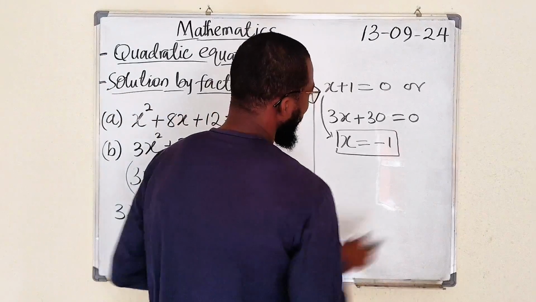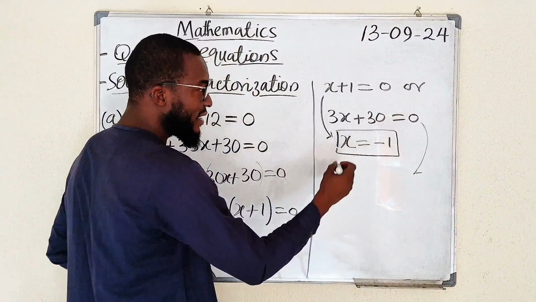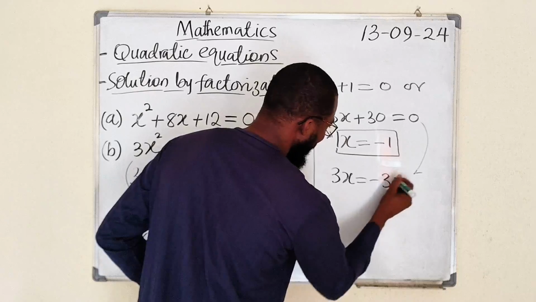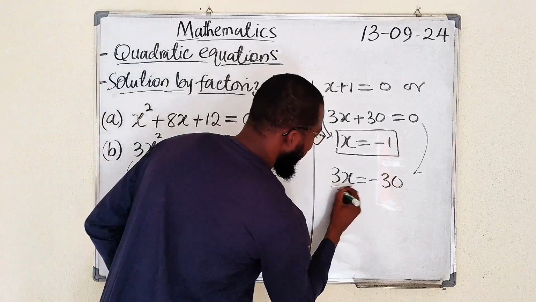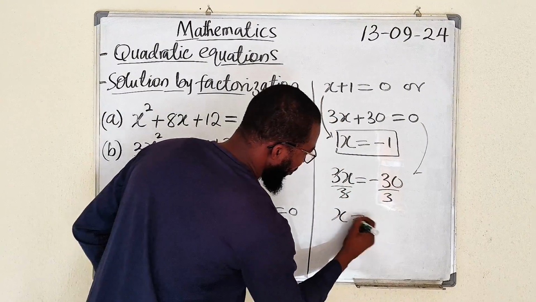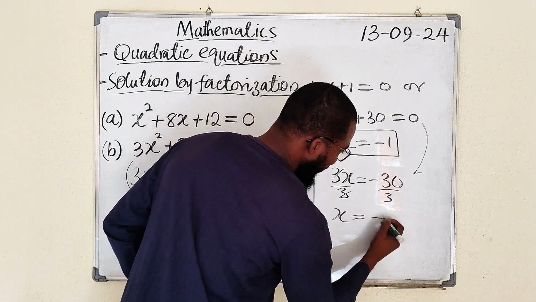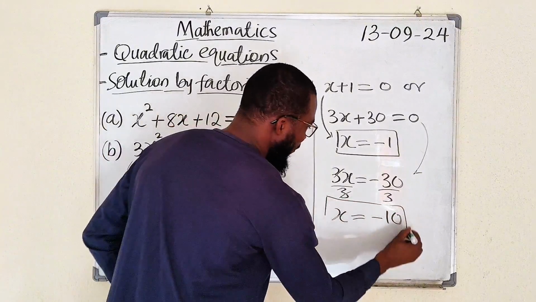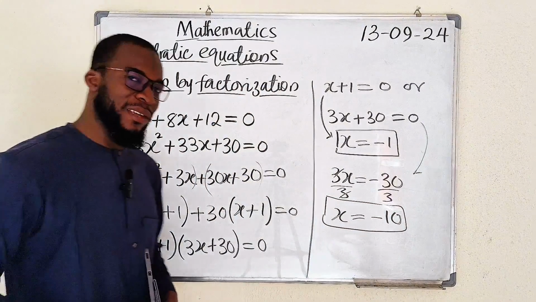So for the second one, which is this, as 30 crosses over, the equality sign becomes negative. So we have 3x to the left equal to negative 30. But since we are looking for x, we are going to divide by 3. Divide by 3. 3 will cancel 3, so we have x equal to, if you divide this by 3, you have negative 10, right? Negative 10. So these are the two solutions we have for this quadratic equation, either negative 1 or negative 10.